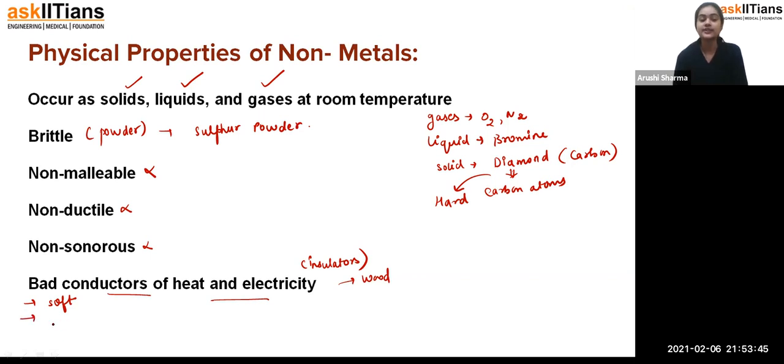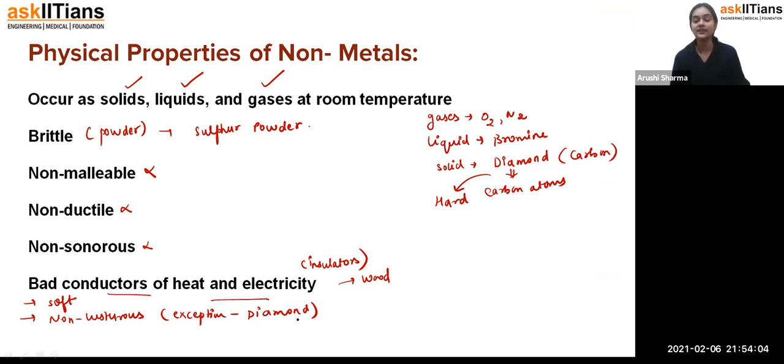And even, students, they are non-lustrous, that means they are not shiny in nature. But again there is one exception, students, that the diamond is lustrous. Exactly, we know this, the shine of the diamond, oh my god. So that's the exception here.